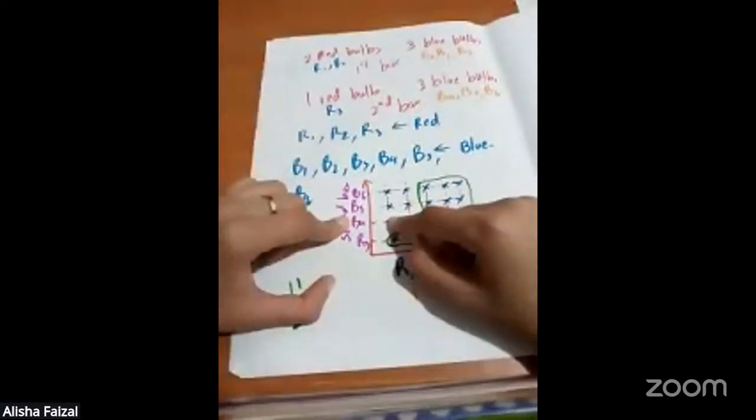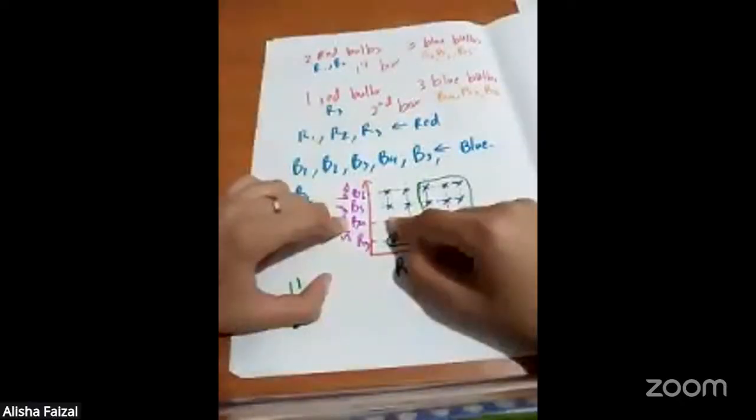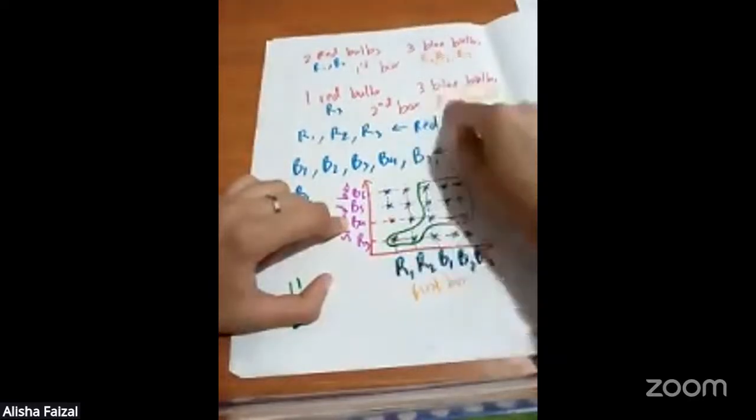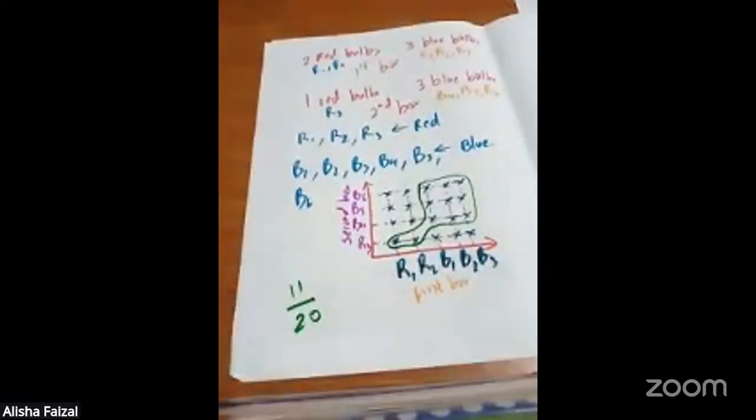Now tell me, this is red. What is this color? B4 means blue. Okay. So is red and blue the same color? No. Okay, now let's go further.